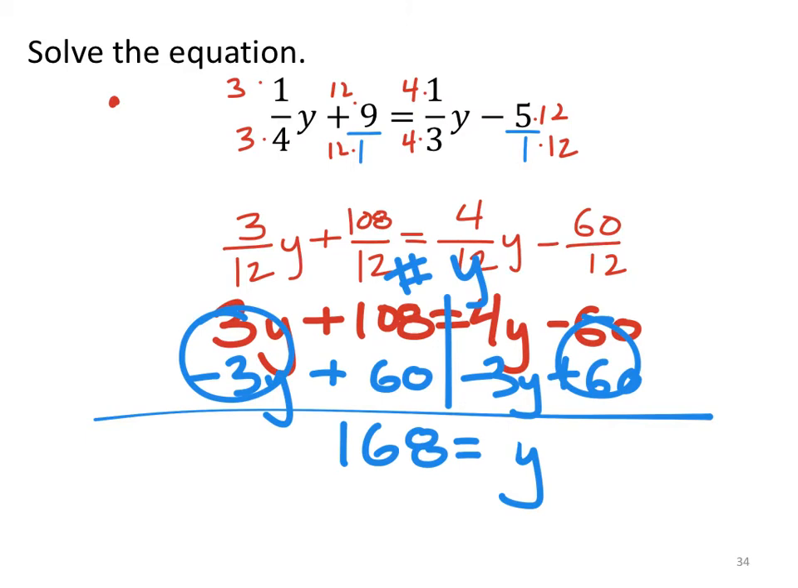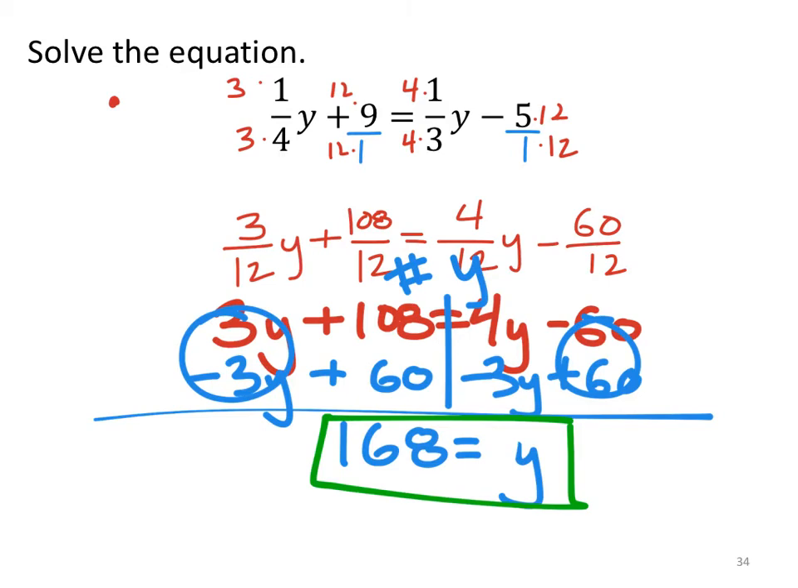We've already checked it. It was y equals 168. And so we've solved this by getting rid of the fractions. I mean, it took a little work, but we did it. Really, it was kind of just this one step right here. But it works, you guys. It works. Look at this here.